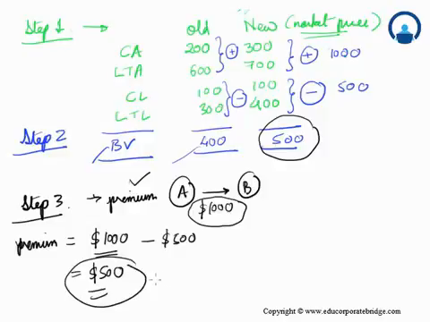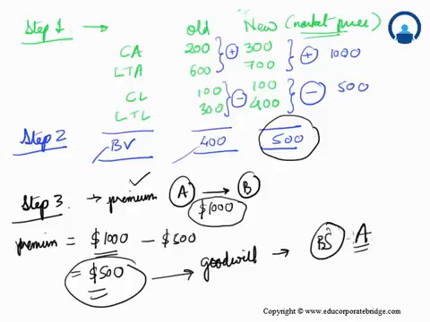This is nothing but called goodwill, and this sits on the balance sheet of company A. Please note that company B will cease to exist, so this goodwill will show that the company has paid a premium over and above their fair book value, and it goes as an asset on the balance sheet of A.